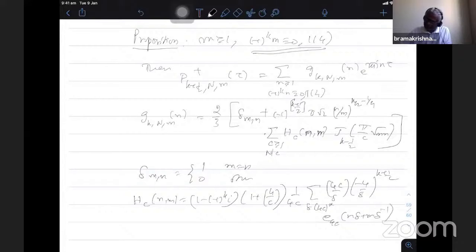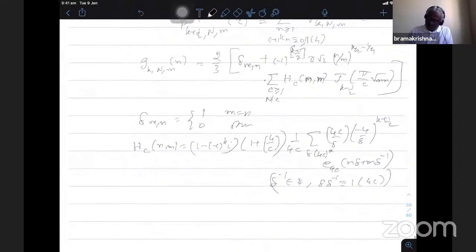So this is, I told you, e^{2πi} times this number divided by 4c. Here δ inverse is an integer, such that δ inverse times δ is 1 modulo 4c. Not the rational number, but an integer which is such that δ inverse times δ is 1 modulo 4c. So this is a finite exponential sum.